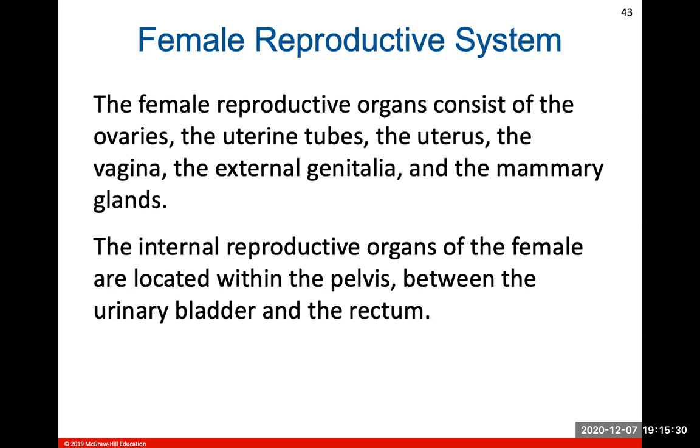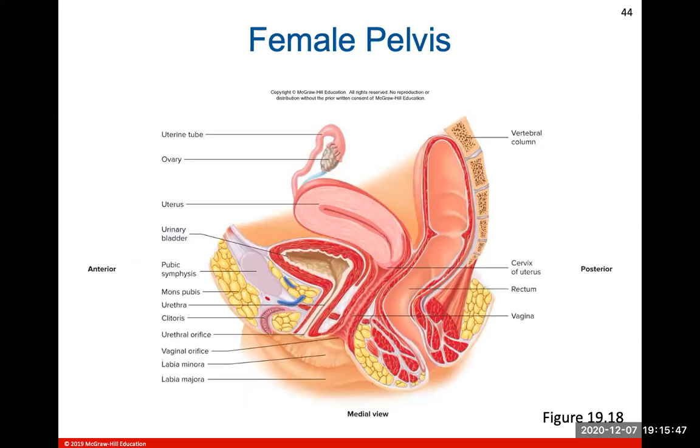Moving on to the female reproductive system, which is a little more complex. The female reproductive organs consist of the ovaries, uterine tubes, uterus, vagina, external genitalia, and the mammary glands. The internal reproductive organs of the female are located within the pelvis, between the urinary bladder and the rectum. Unlike the male, where urine and semen exit through one urethra, in the female, urine exits out of the urethral orifice, while the egg and a potential baby would exit out of the vagina. So we have one extra tract in the female reproductive system.